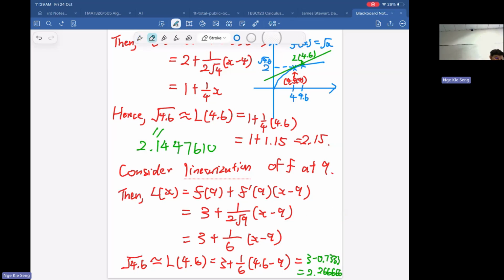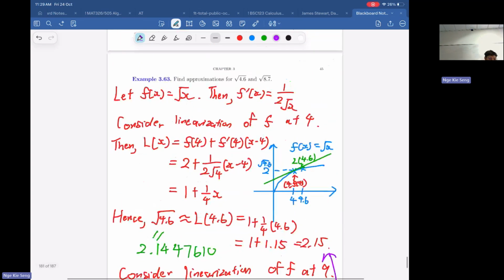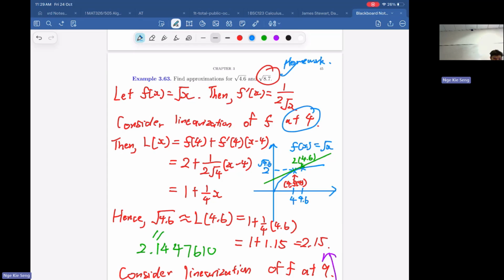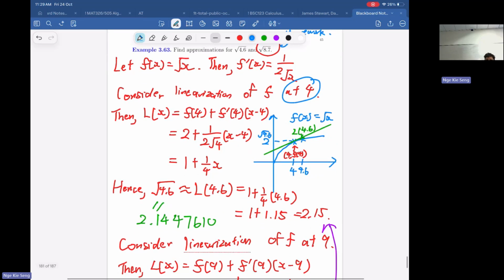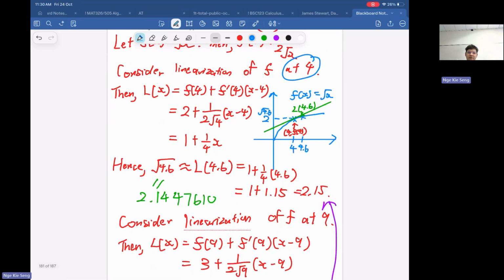If you do linearization at a further point, you see the error you get is larger. It's pretty large. But if you use the linearization to do approximation for square root 8.7, then it's good. It's better than using the linearization at 4. Can you do this yourself? You can try and use this linearization at 9 to do square root 8.7. If it is good, then the tangent line is very good for you to compute the approximation. You no need to put the actual value back to your function.